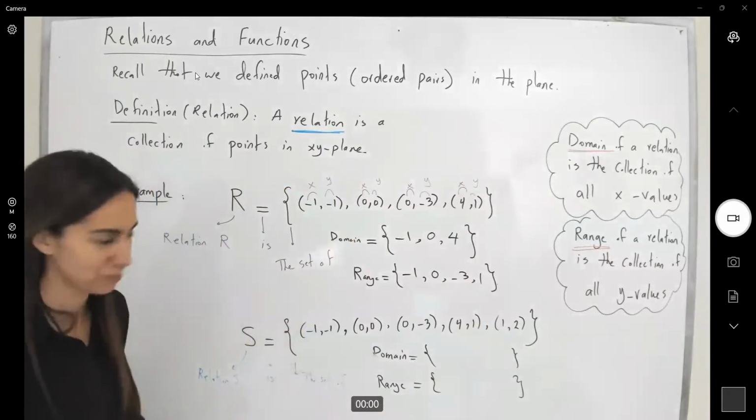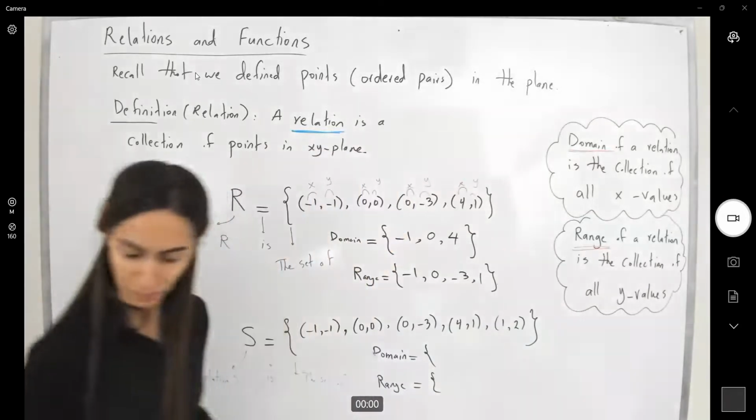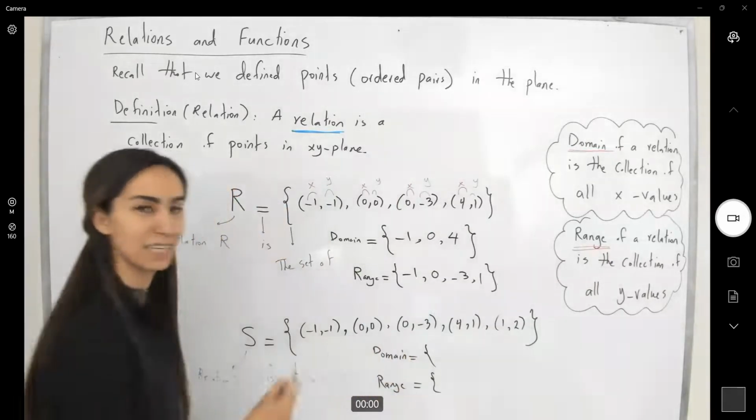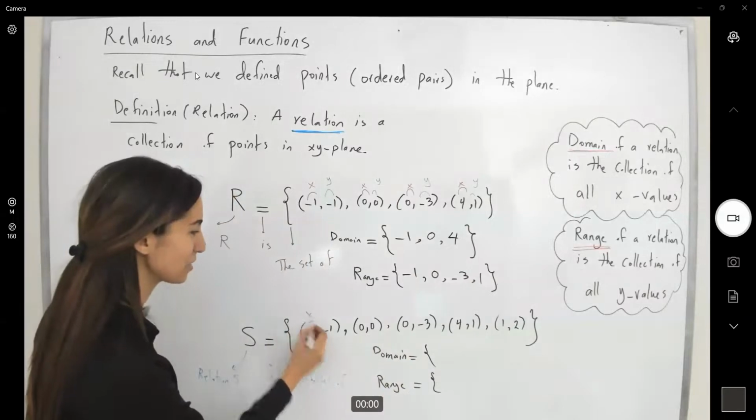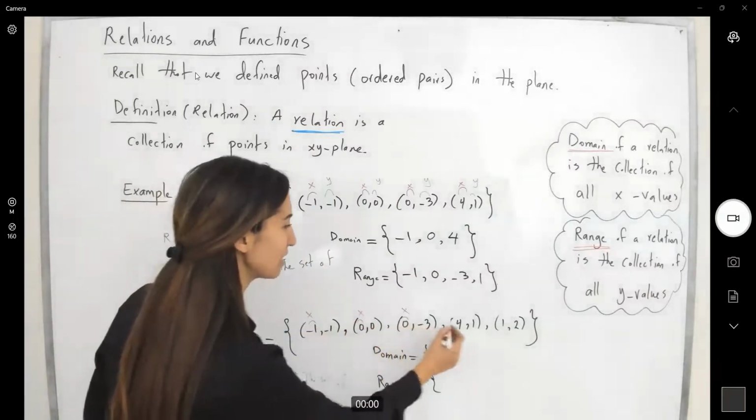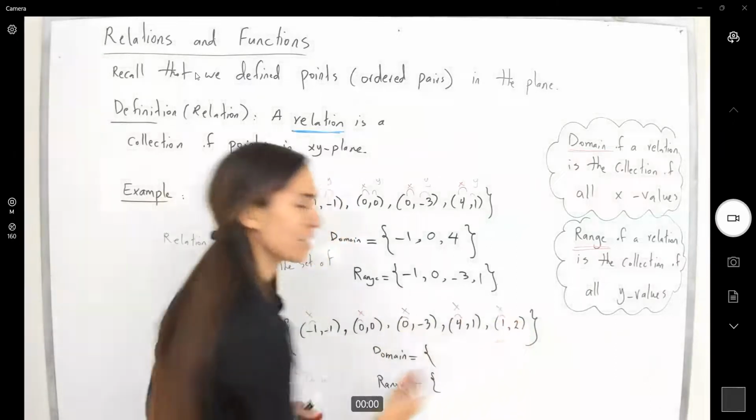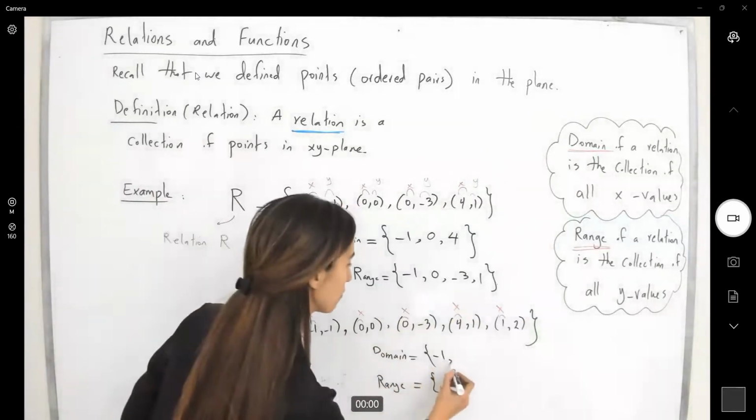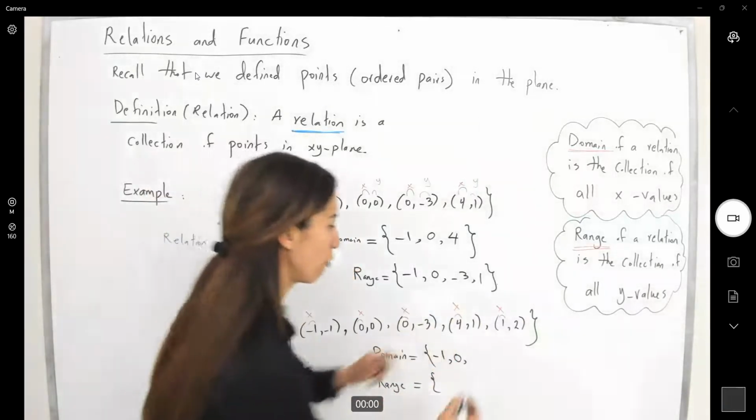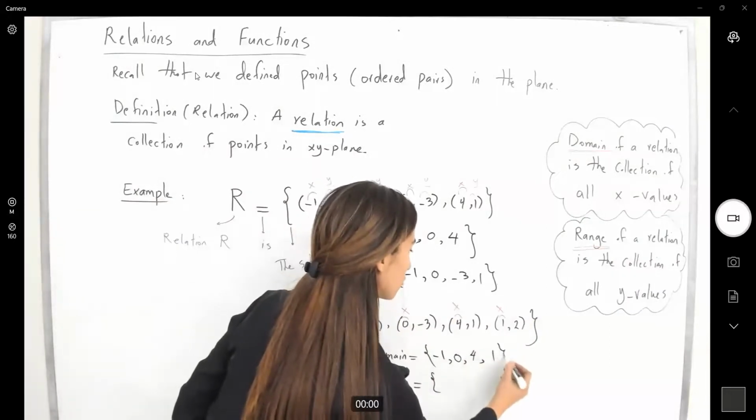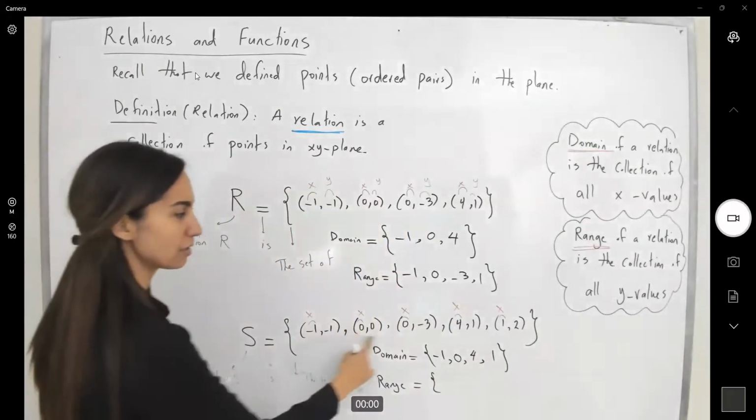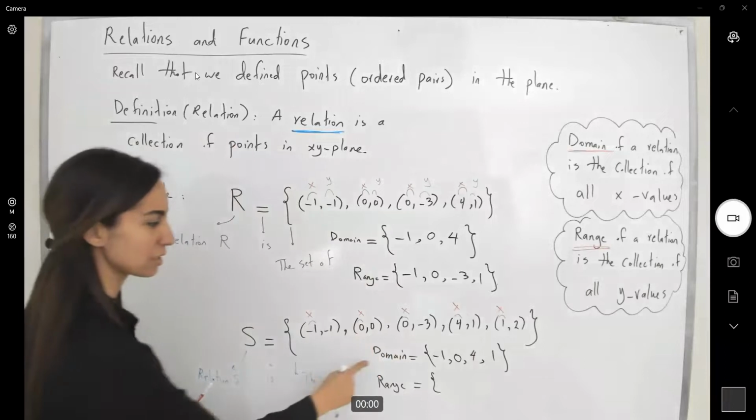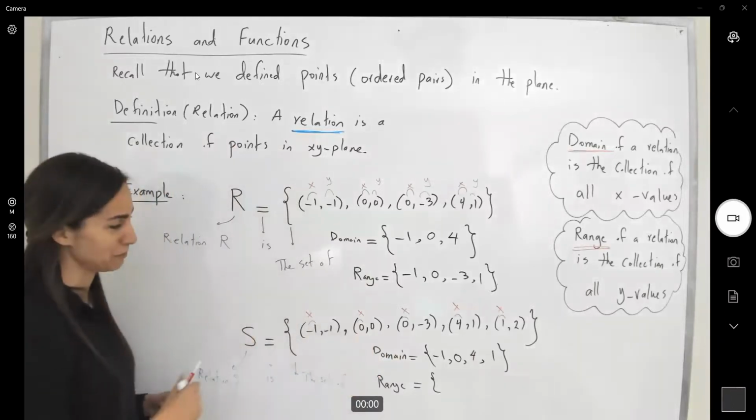Now for the second relation, I'm going to do the same thing. I'm going to find all x values and put them in a set with curly brackets, with no repetition. So -1, copy down -1. 0, copy down 0. 4, copy down 4. And 1, copy down 1. As you can see, since 0 is repeated two times, we only take one representative. So this is the domain of relation S.